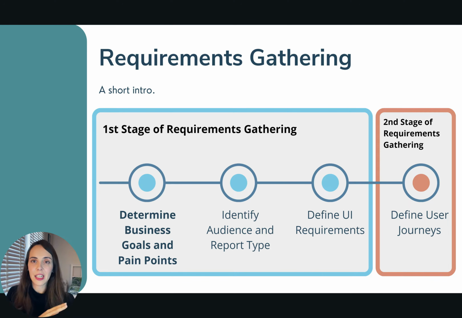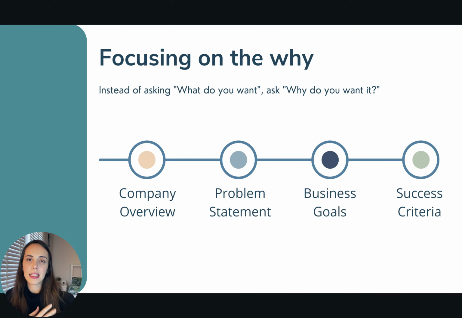But before we start, I always talk too much as usual. Let's dive deeper into the first step of the requirements gathering stage, which is determining the business goals and pain points. I think one of the biggest mistakes that report developers make when they are in the report design stage already is focusing on what the users want and not on understanding why they want it in the first place. I think this is, again, the number one mistake that I've seen pretty much everyone doing.